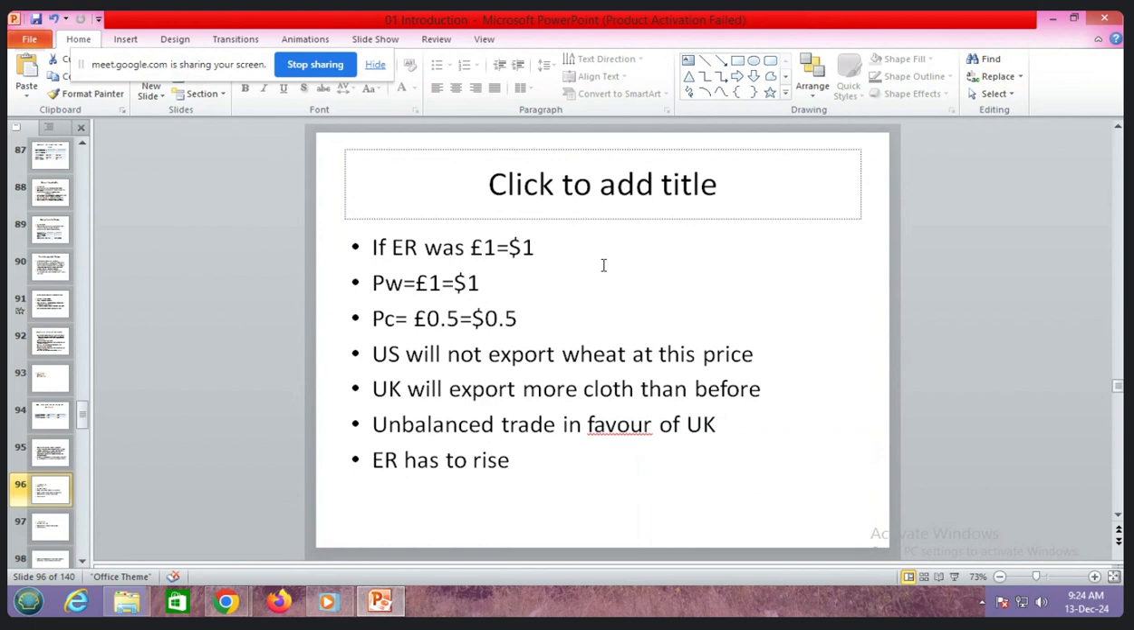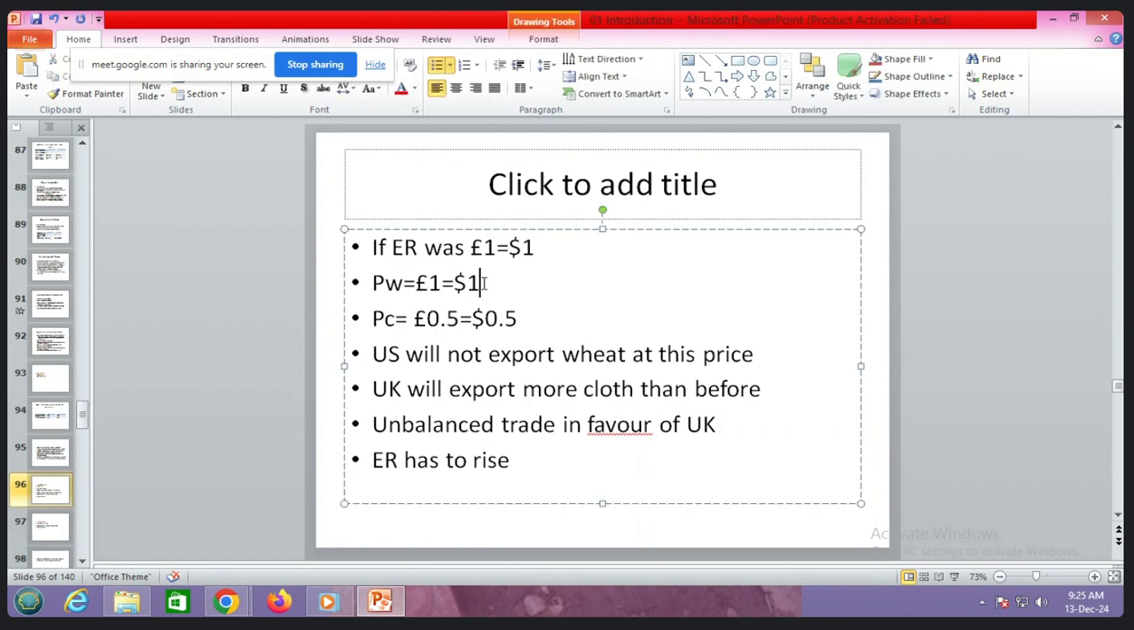Now suppose the exchange rate is not 1 pound to $2, but the exchange rate is 1 pound to $1. That is 1:1. In that case, the price of wheat in dollar terms in UK will become $1, and the price of cloth in UK in dollar terms will become 0.5. So what is happening here? The price of wheat is same in both the countries. UK is not facing any disadvantage here.